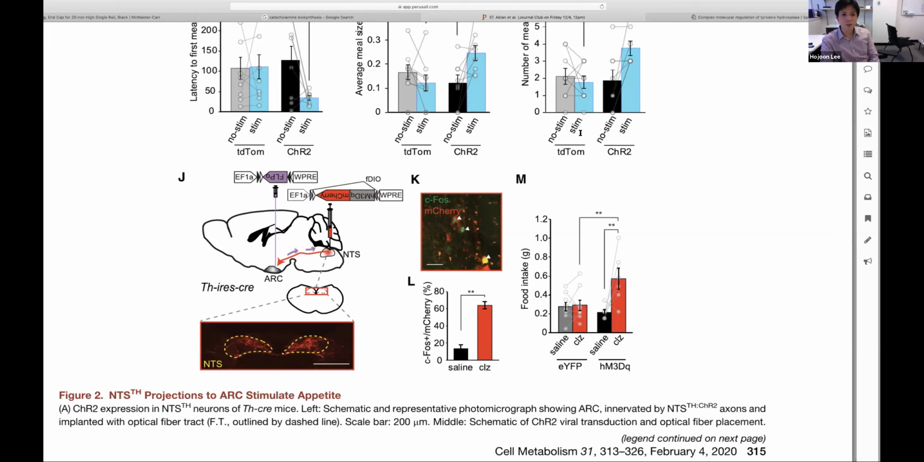So then to specifically activate the NTS to arcuate nucleus projecting neurons, they're using this trick of using two recombinases, right? The Flp and the Cre. Yeah.